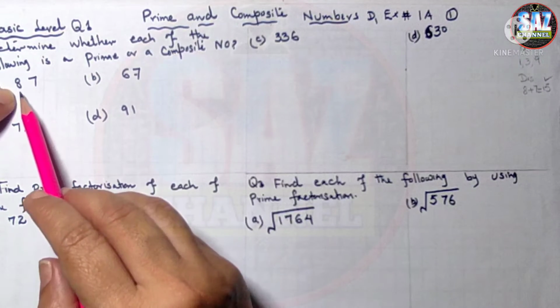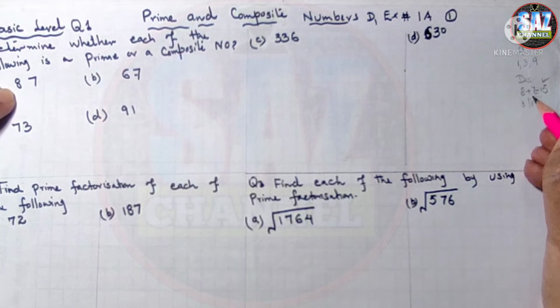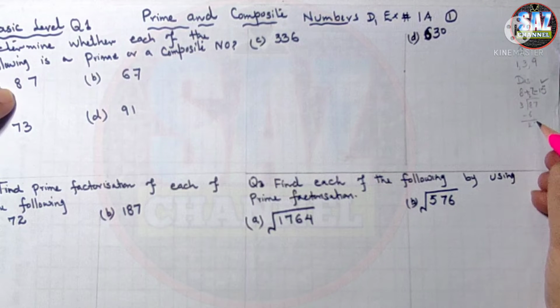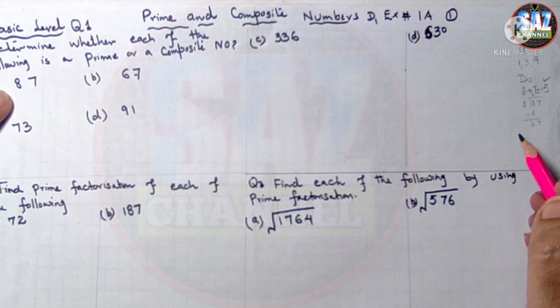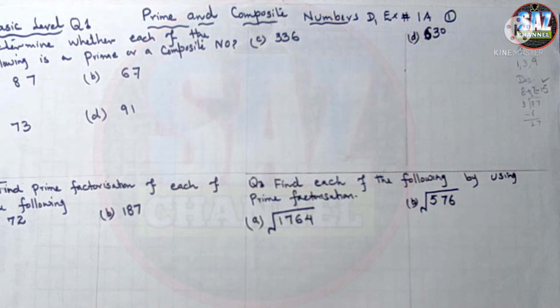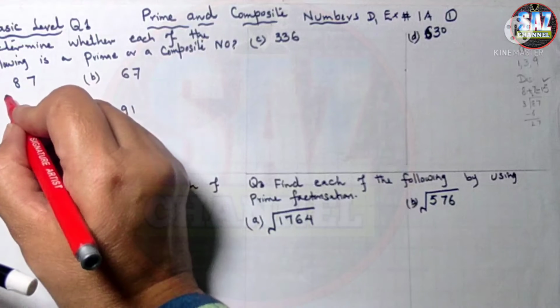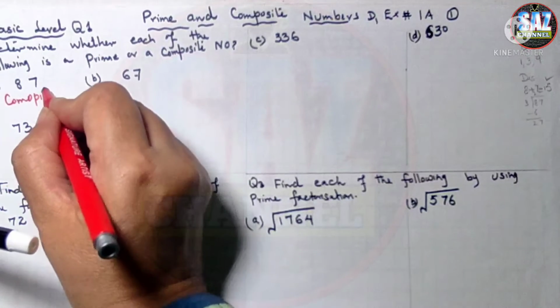And let's test 3, whether 3 divides 87 or not. 3 2s are 6, and then I have to bring 2 down, and 3 9s are 27. So the factors that we are getting for 87 are 1, 3, and then 29 and 87. So it means it's a composite number. 87 is a composite number. You can see, students, how we are deciding whether the given number is a prime number or a composite number.